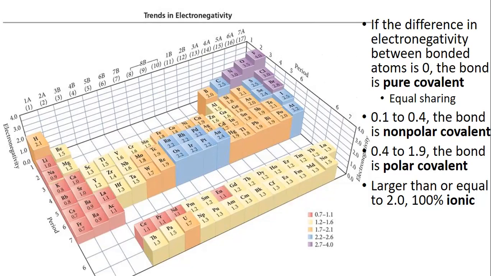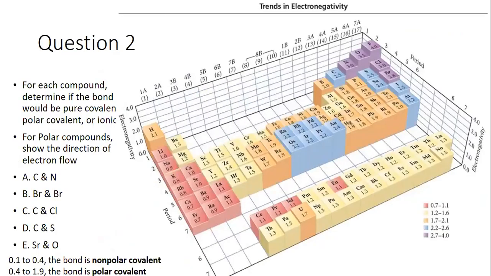All right, so let's see if we can use this information. I'll do A, and then I'll let you do B, C, D, and E. What I want you to do for these is just tell me if the bond would be pure covalent, polar, or ionic. And if it's polar, tell me what direction the electrons flow.